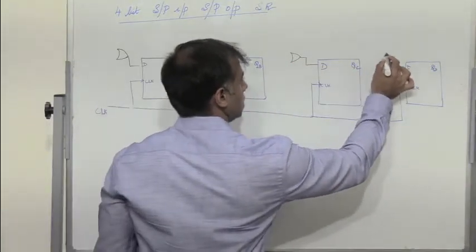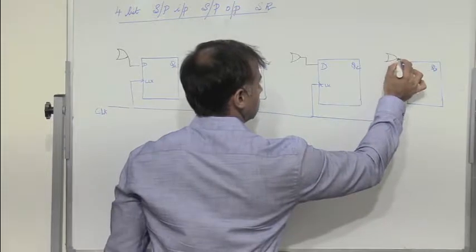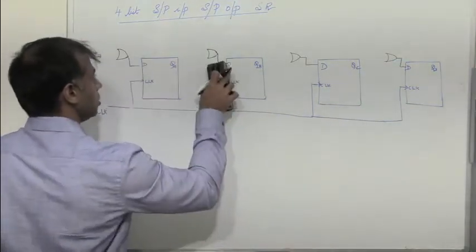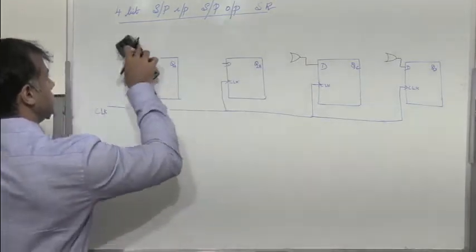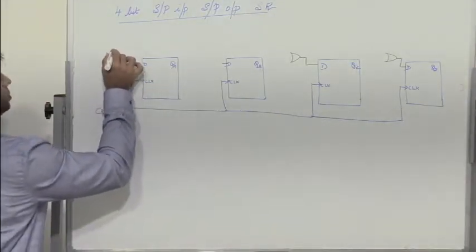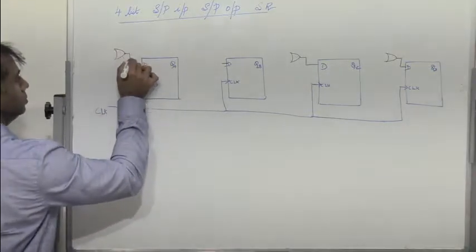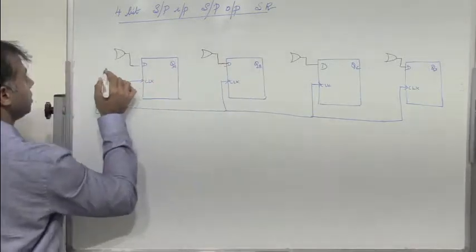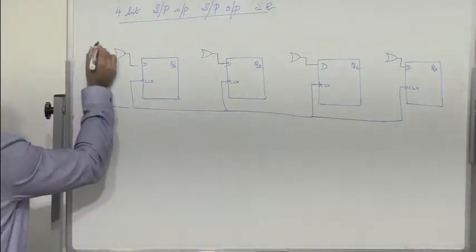So I use an OR gate. Okay. So this OR gate essentially is that I have 2 options. So let us begin with the serial input. So I have 2 options.